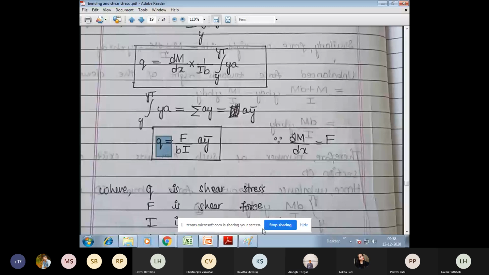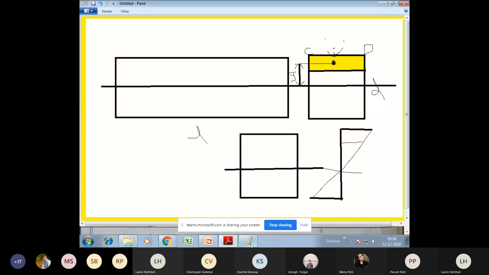Yes, ma'am. Right. So now with this concept, tell me where the Q will be maximum, where I should consider CD so that my Q is maximum. At the neutral axis. Very correct. So this is the point I wanted to discuss. So always at the neutral axis.